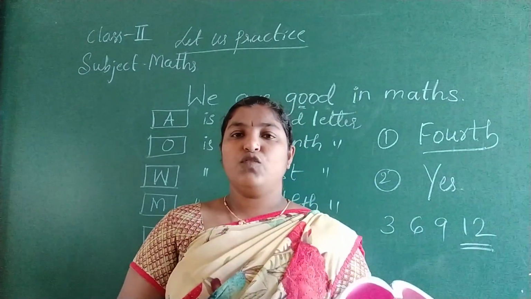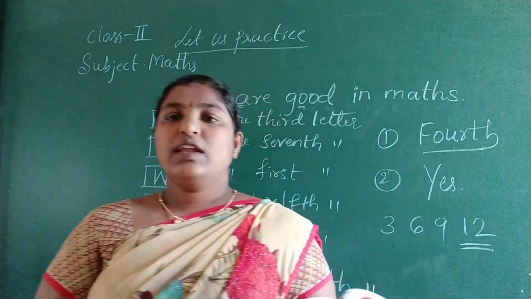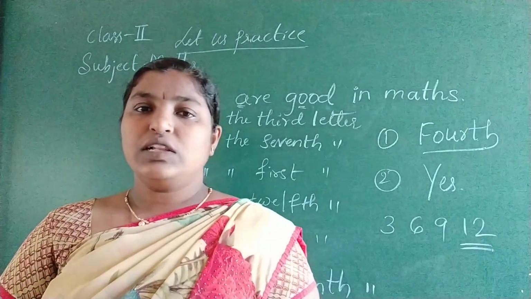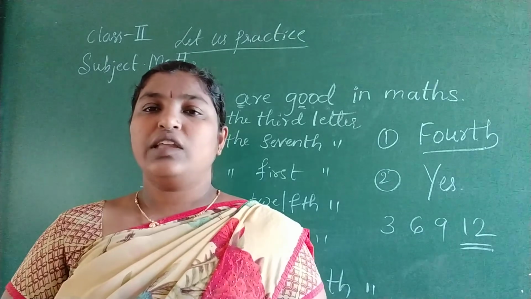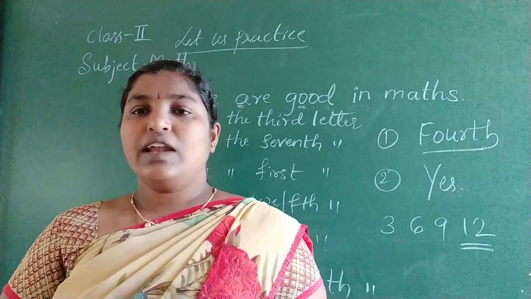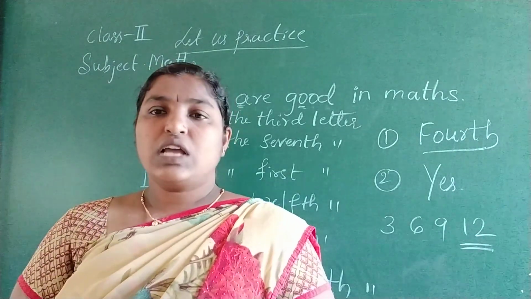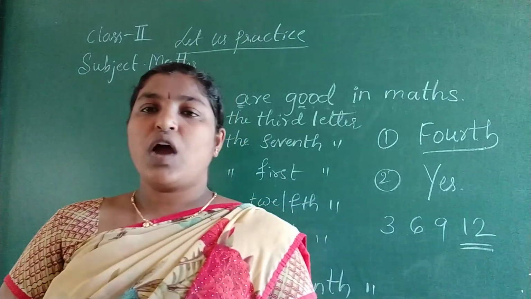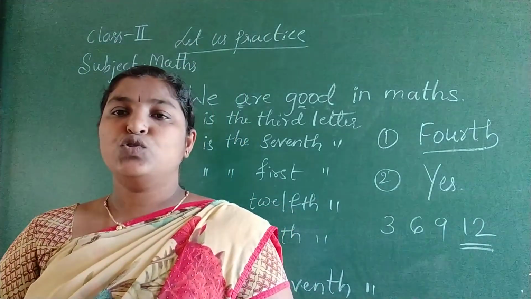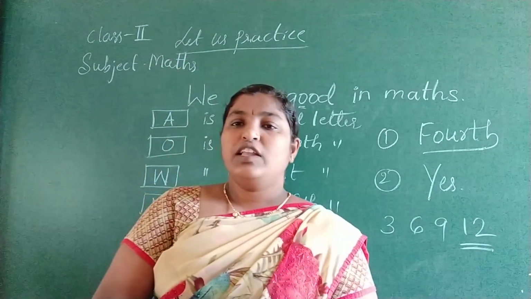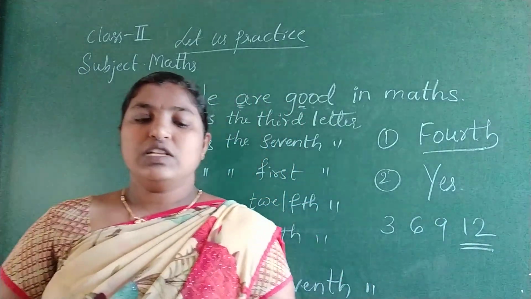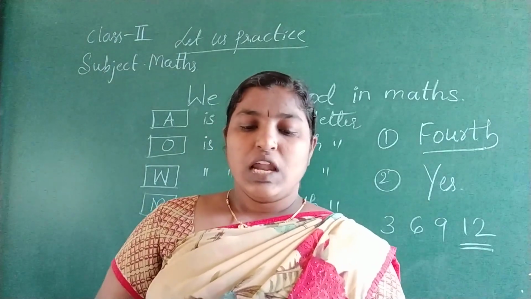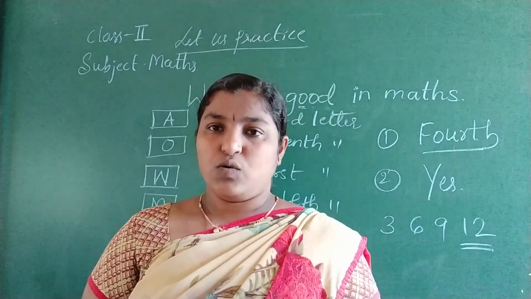First, second, third, fourth, fifth, sixth, seventh, 8th, 9th, 10th, 11th, 12th, 13th, 14th, 15th, 16th, 17th, 18th, 19th and 20th. So these are the ordinal numbers. Ordinal numbers are used to identify the position of objects. Okay. And tomorrow we will start lesson number 3, numbers up to 1000.